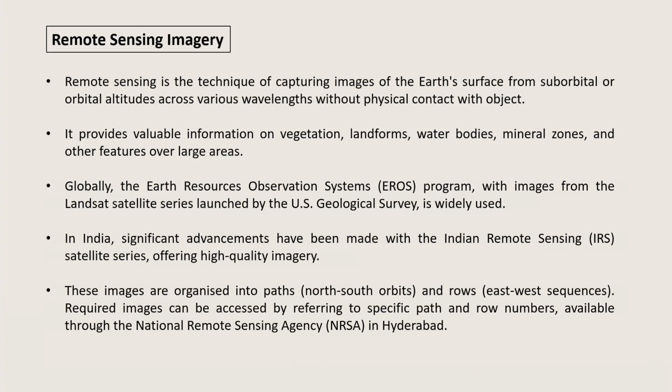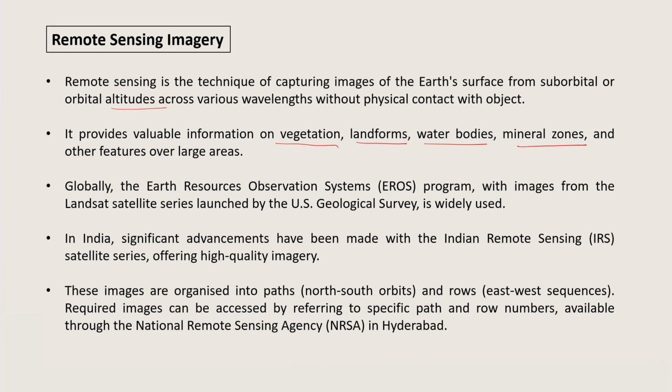Now, remote sensing imagery. Remote sensing is the technique of capturing images of the earth's surface from suborbital or orbital altitudes across various wavelengths without physical contact with objects. It provides valuable information on vegetation, landforms, water bodies, mineral zones and other features over large areas.